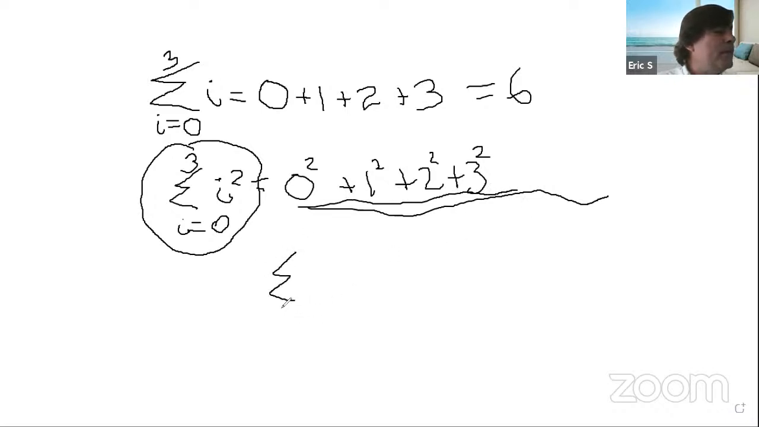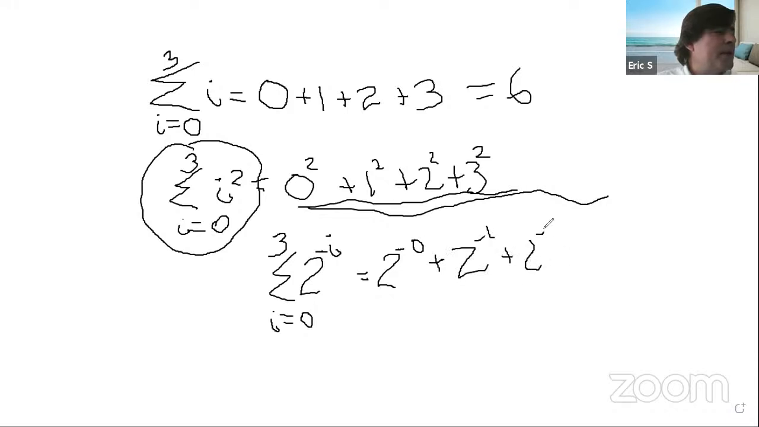Or if you have something like, here's another one, the sum from i equals 0 to 3 of, let's say, 2 to the ith power. I'll make it minus i, because we'll make it converge. So let's say 2 to the minus 0 plus 2 to the minus 1 plus 2 to the minus 2 plus 2 to the minus 3.